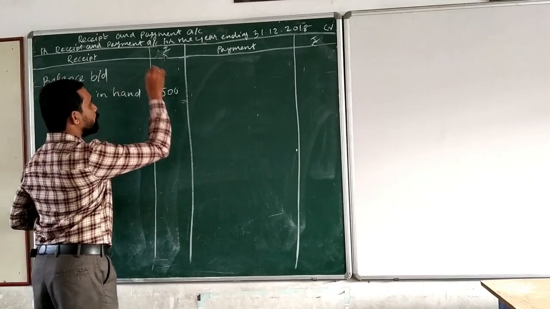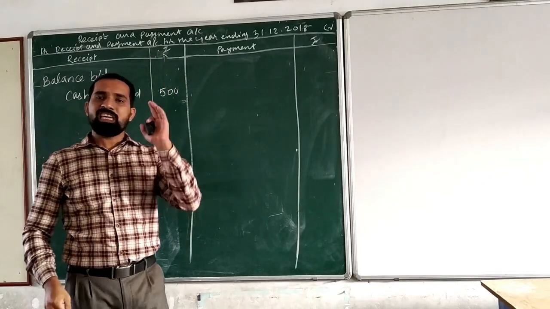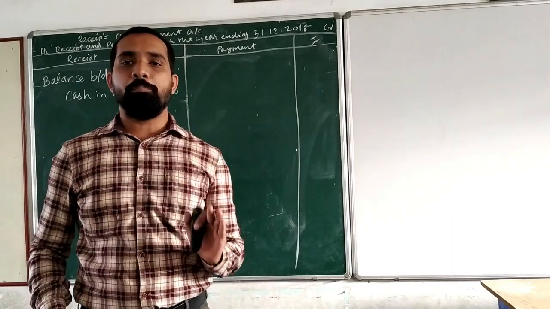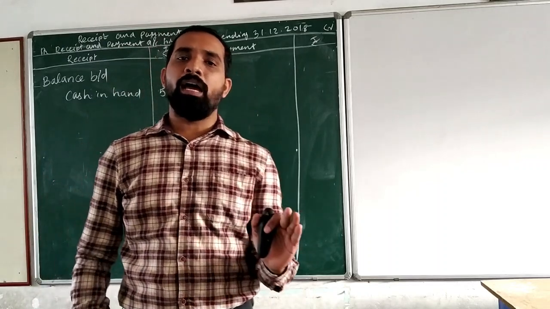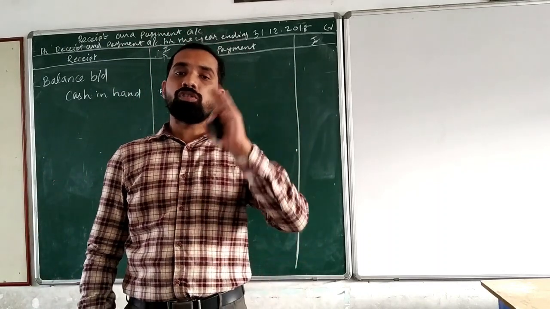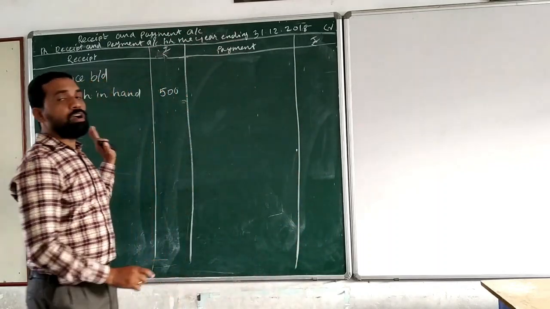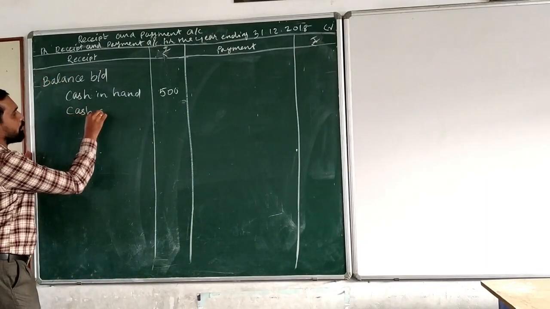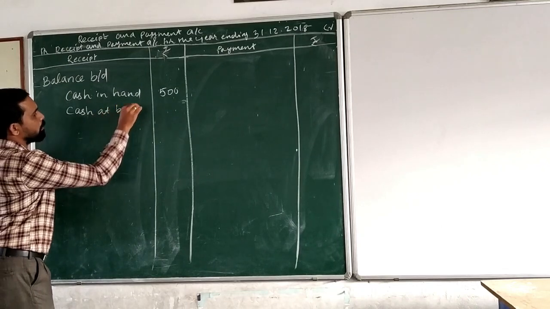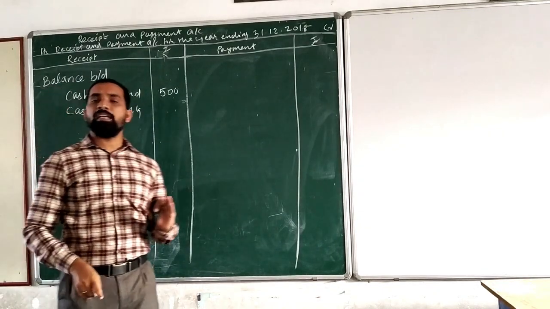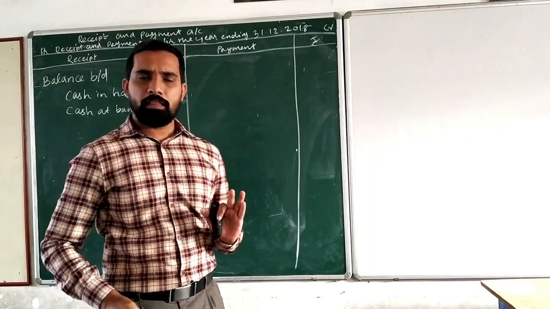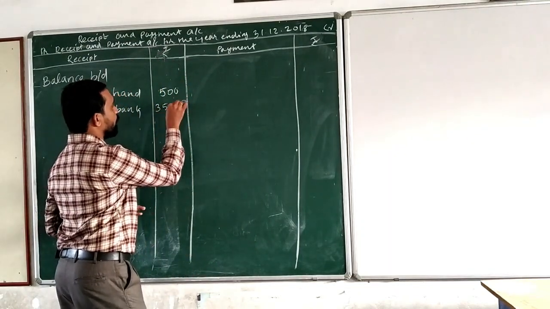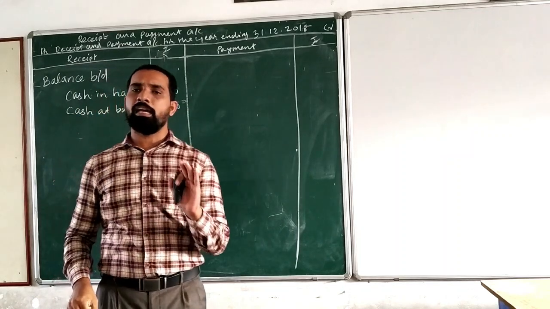Then the next item, cash at the bank. That is also an opening bank balance. Opening bank balance is also shown on the debit side of the receipts and payments account. That is cash at bank. How much rupees? 3,500. What is the next item?